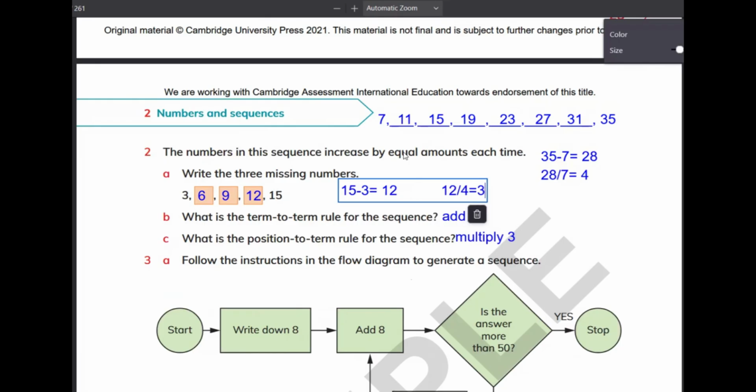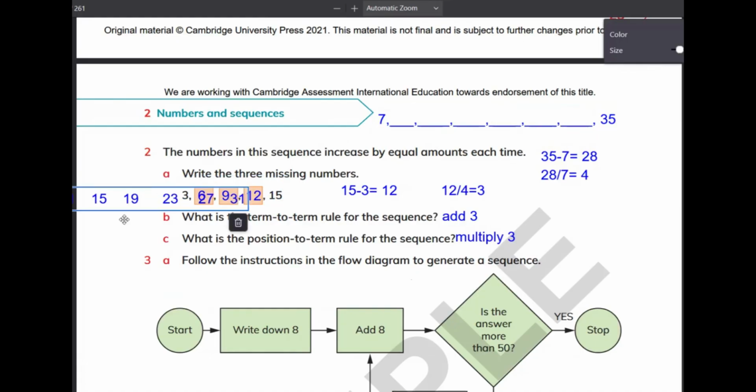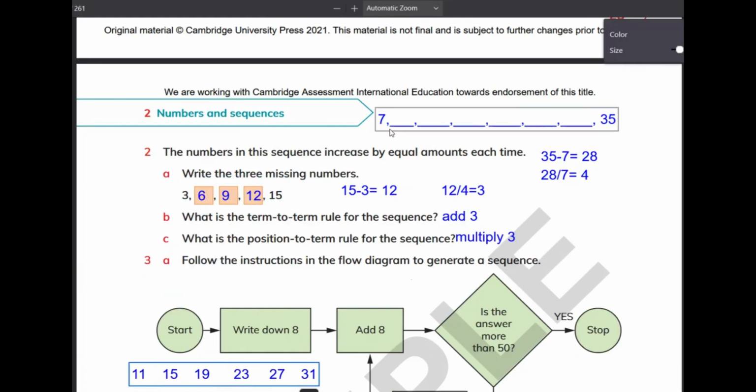Another example is given to you here. This is given as 7 and 35. How many terms are missing? 1, 2, 3, 4, 5, 6. There are 6 terms missing. So what you need to do first is the last term minus the first term, which is 35 minus 7, equal to 28. Then you divide 28 by 7. Why? Because we have 6 terms missing, so we divide by 7. 28 divided by 7 is equal to 4.